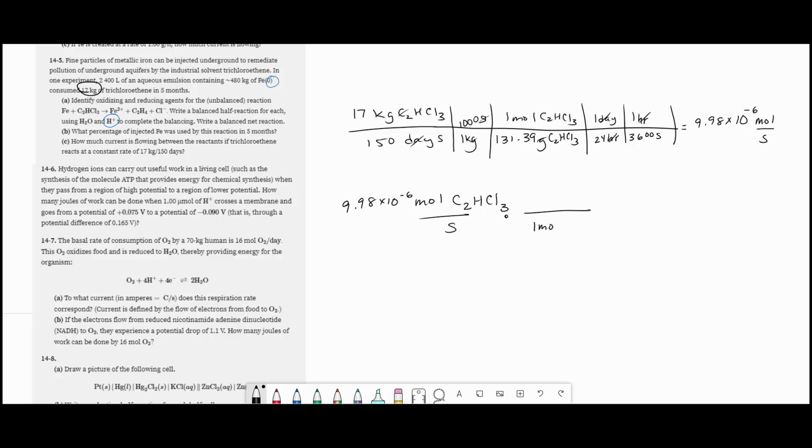So I'm going to convert those moles of trichloroethene into moles of electrons. Then I can use my Faraday, 9.649 times 10 to the 4th coulombs per mole of electrons. And you should come out with 5.78, that's coulombs per second, also known as an amp.